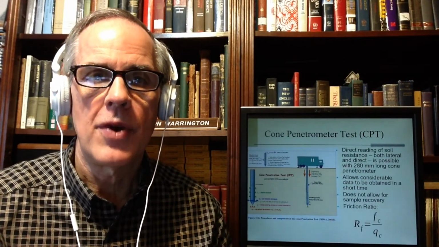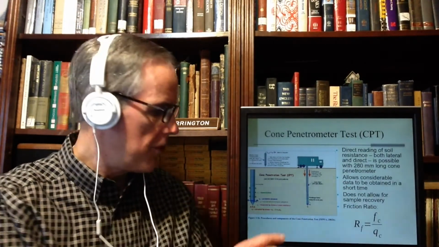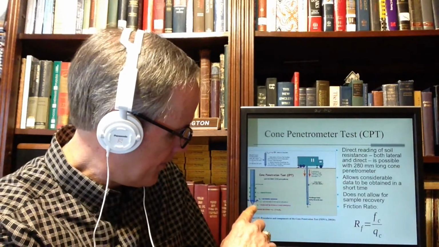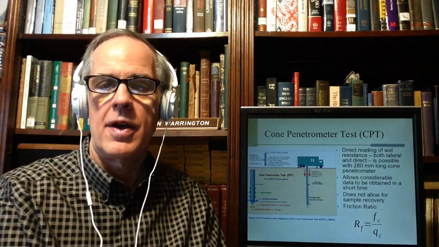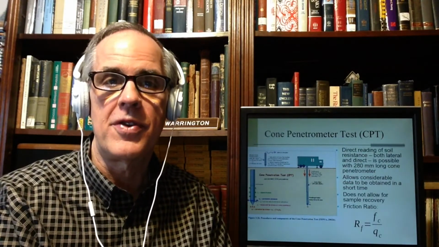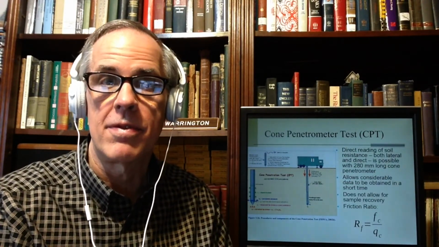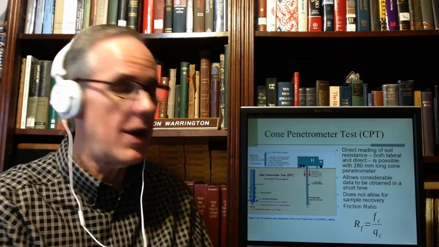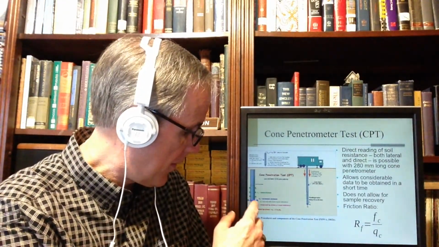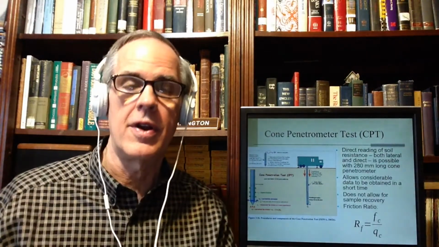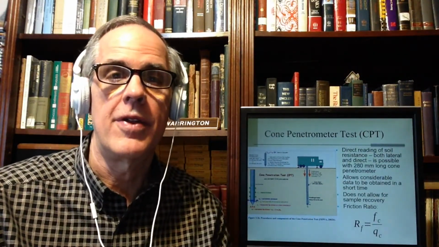Now, the rod experiences two types of resistance. One of them is resistance at the tip, which is referred to as the tip resistance, and if you divide that by the area, you get the tip stress. And the area is the cross-sectional area. It's not the surface area of that cone, it's the cross-sectional area. You divide the force by that, you get the tip stress.